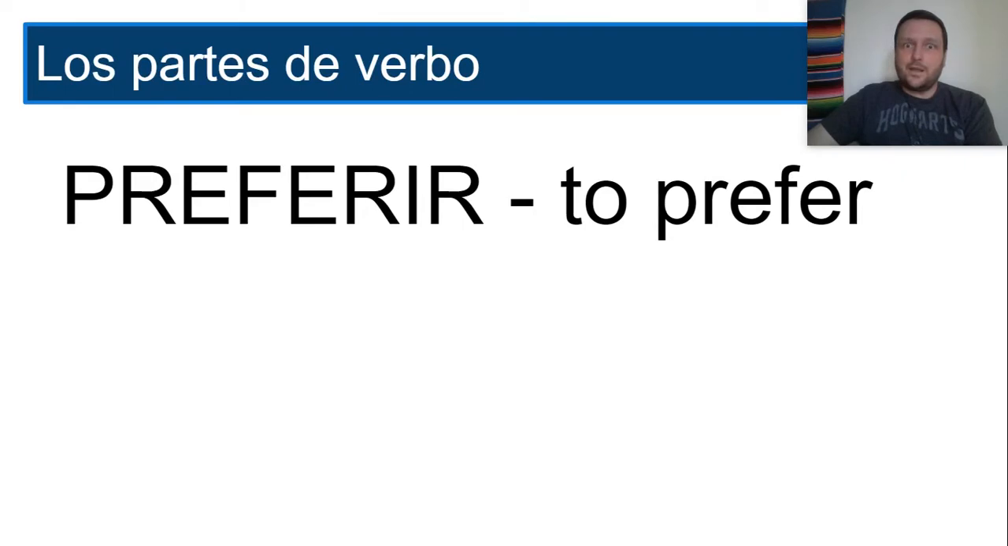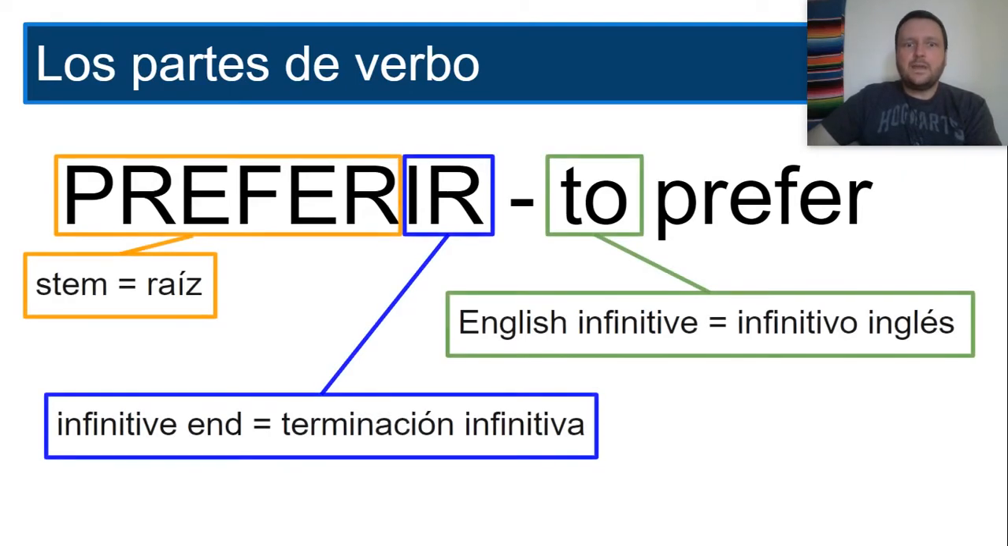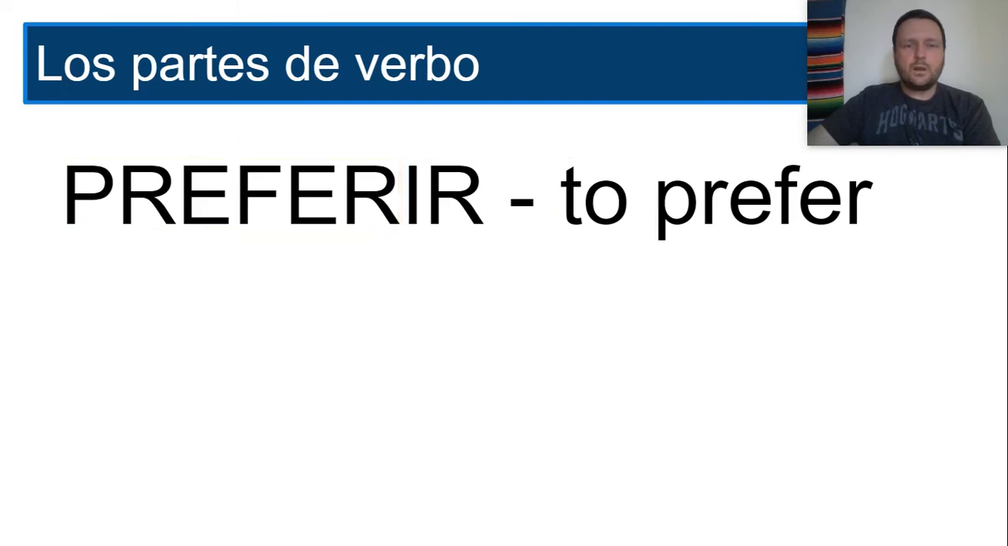Let's take a look at another one. This verb is preferir. Once again, it has all the same parts as tener and querer. This time, though, it has an IR infinitive ending. That only affects the nosotros form, if you remember back to the regular endings. Our stem here, a little on the longer side, is prefer.